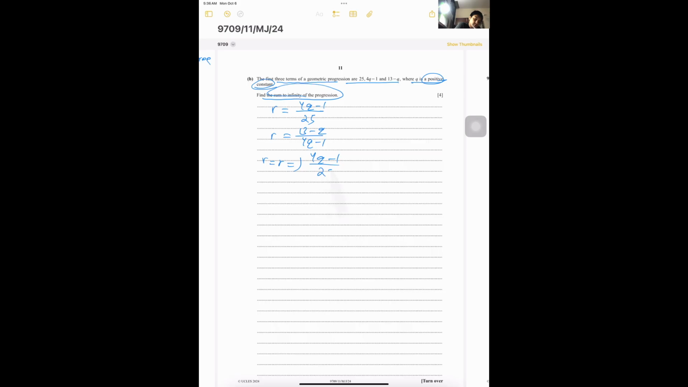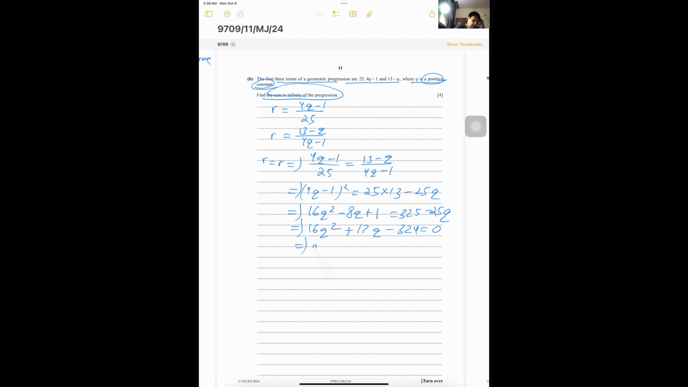4q minus 1 by 25 is equal to 13 minus q by 4q minus 1, or 4q minus 1 whole squared is 25 into 13 minus 25q, or 16q squared minus 8q plus 1 is equal to 325 minus 25q, or 16q squared plus 17q minus 324 equals 0. Or just in the calculator fill in the numbers and find the solutions from the calculator itself.